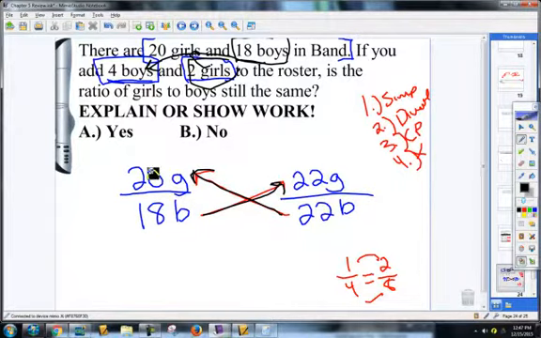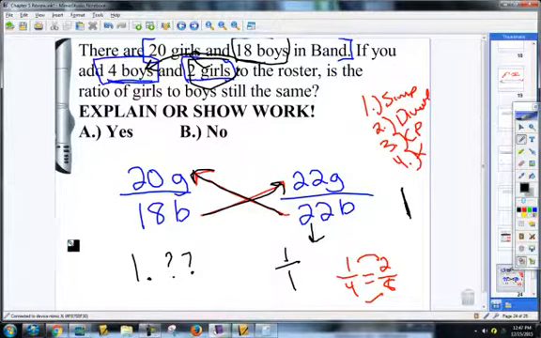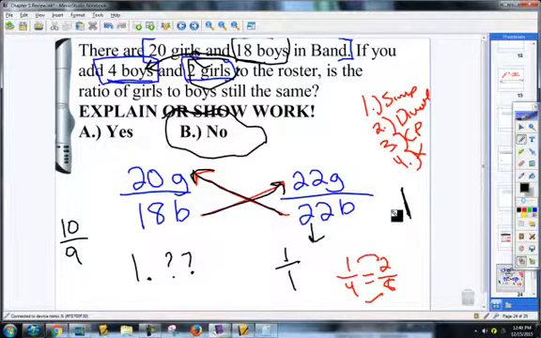You could divide them. 20 divided by 18 is going to be 1 point something. I don't know what it is, but it's 1 point something. What's 22 divided by 22? 1, right guys? So are they the same? No, if I were to simplify 22 over 22, I would get 1 over 1. If I were to simplify this, I would get 10 over 9. Are they the same? No. Did you guys get my point? So this would absolutely be no. So just be careful. Tomorrow, all you got to do is add in the boys, add in the girls, and then do the 3 methods for checking for equivalency. Okay?